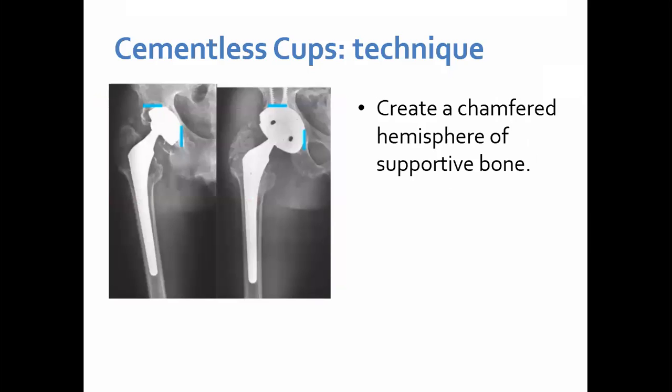Next is to create a chamfered hemisphere of supportive bone. If you look at the X-ray on the left, you can see a small piece of bone should be taken away, so you can create a horizontal chamfer laterally, and this piece inferior should also be removed to create a vertical chamfer that you can pinch your cup against and get the grip that you need by the acetabular rim over the cup.